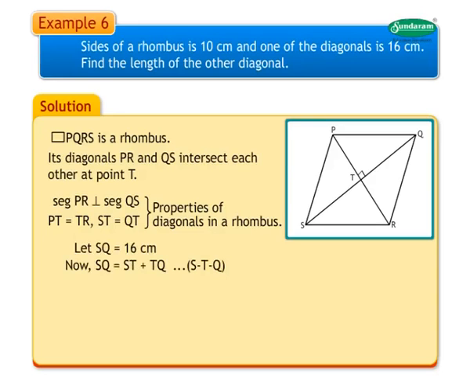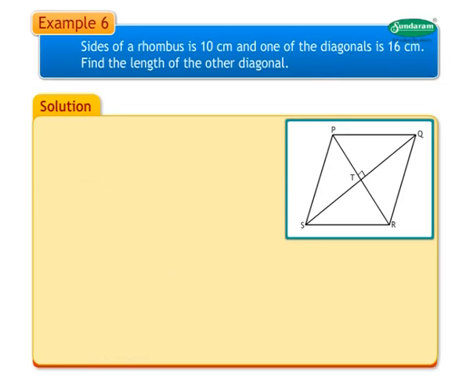Now, SQ is equal to ST plus TQ as point T lies between points S and Q. Therefore, 16 is equal to ST plus ST. 16 is equal to 2ST. Therefore, ST is equal to 8 centimeters. In triangle PST, angle T is equal to 90 degrees. PS is equal to 10 centimeters. ST is equal to 8 centimeters.